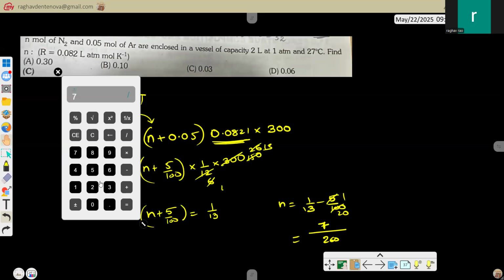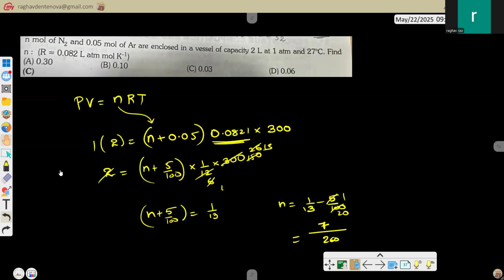7 divided by 260 is going to give me 0.0269. The nearest answer would be 0.03. That is option C. Hope you understood the question.